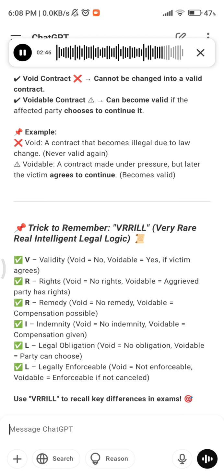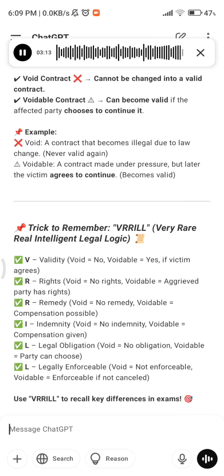Trick to remember: VRL, very rare real intelligent legal logic. V, validity. Void equals no, voidable equals yes, if victim agrees. R, rights. Void equals no rights, voidable: aggrieved party has rights. Remedy. I, indemnity. Void equals no indemnity, voidable: compensation given. L, legal obligation. Void equals no obligation, voidable: party can choose.